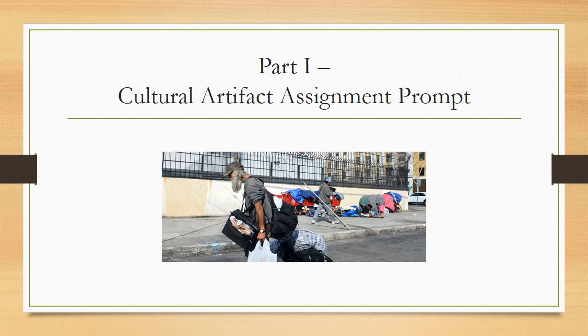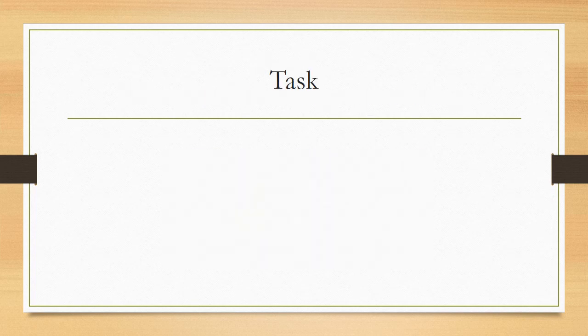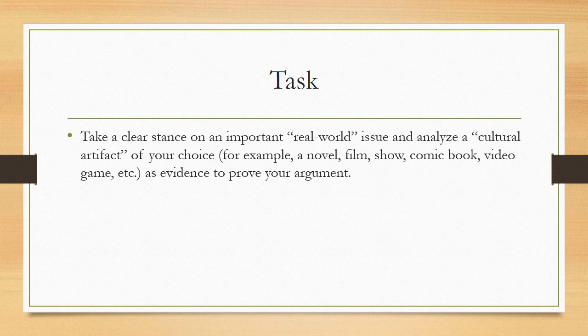What we'll do is extrapolate 4 to 5 specific things from that rubric that we can use to evaluate the student paper, basically asking, does it do these things? Kind of analyzing the rubric to come up with more clearly defined, succinct criteria that we can use in practice as we study the sample papers. So to start off, let's review the task really quickly. Take a clear stance on an important real-world issue and analyze a cultural artifact of your choice, for example, a novel, film, show, comic book, video game, etc., as evidence to prove your argument.